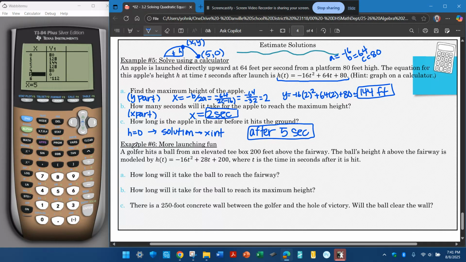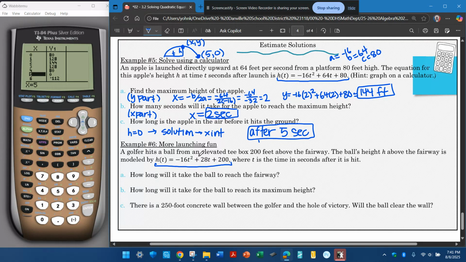This one's about golfing. A golfer hits a ball from an elevated tee box 200 feet above the fairway. The ball's height h above the fairway is modeled by the function h of t equals, where t is the time in seconds after it is hit. Notice, kids, that the 200 that they talked about in the problem is the same 200 that's in the equation. That's on purpose. And then this 28 is your initial velocity.